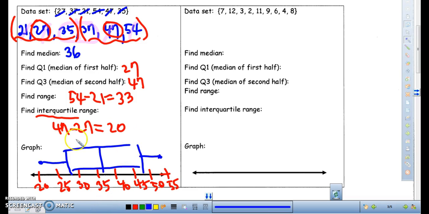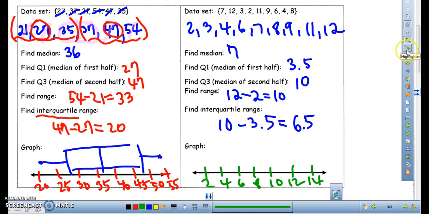Please pause the video and try the example right here. And I'll show you the answer. So please try them on your own. So here are the answers, and I'm going to explain a few things and show you my box and whisker.